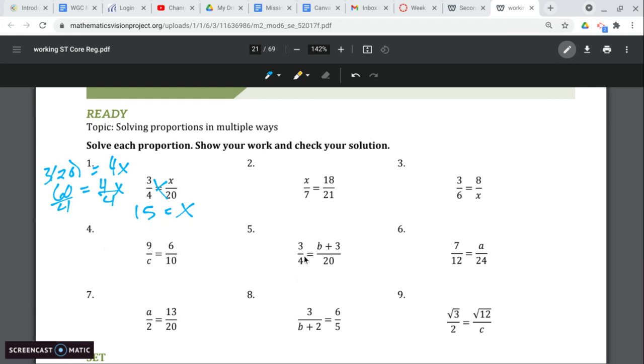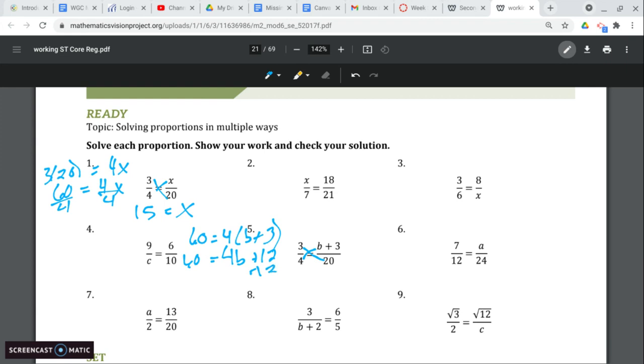The next one we're going to look at is 5. So obviously, things got a little more complicated. We have an expression now instead of just having the variable by itself. But we can still cross multiply and divide. So 3 times 20, well, we've already done that. We know it's 60. So 60 equals 4 times b plus 3. 4 times b is 4b plus 4 times 3 is 12 equals 60.